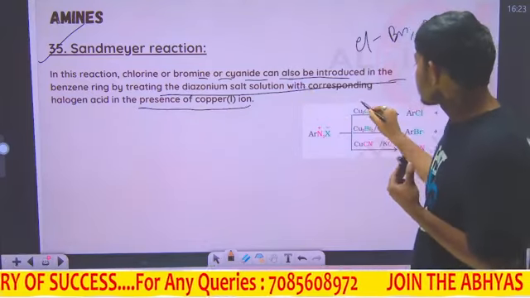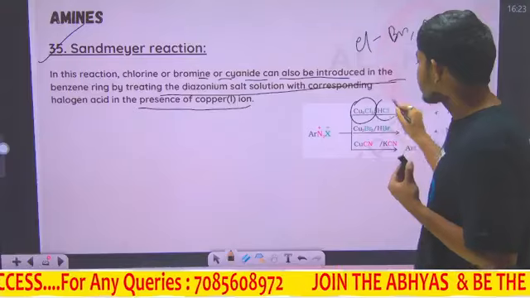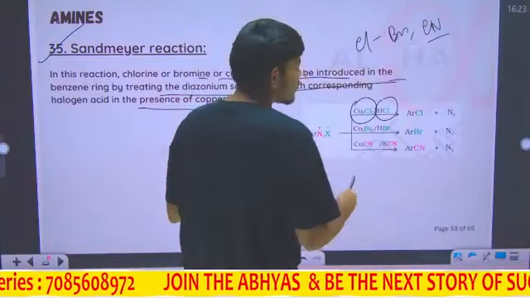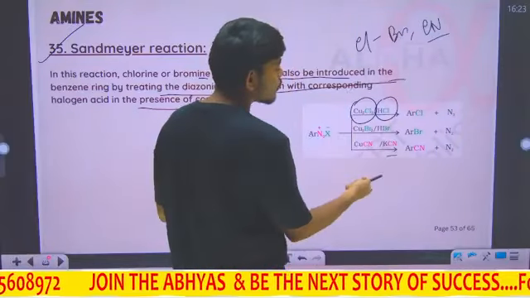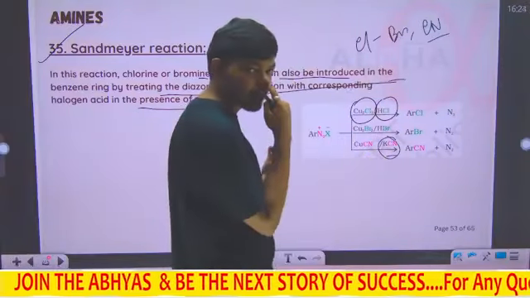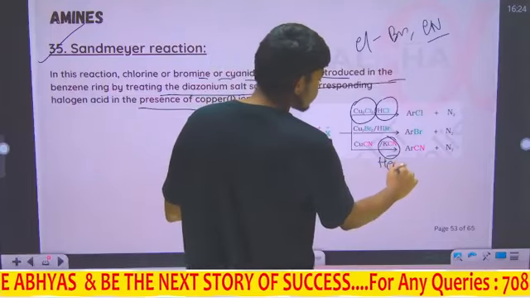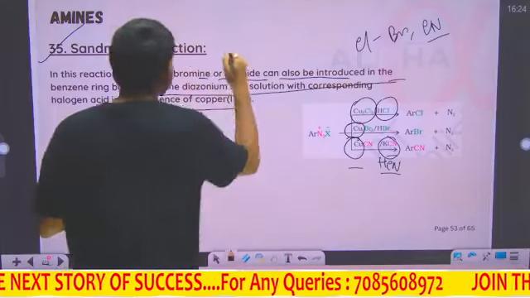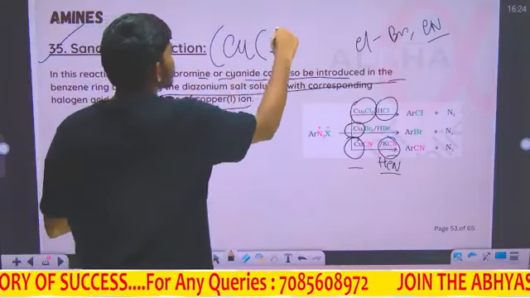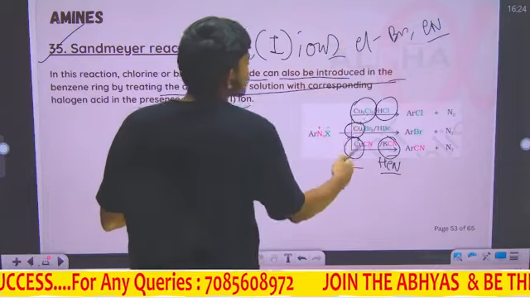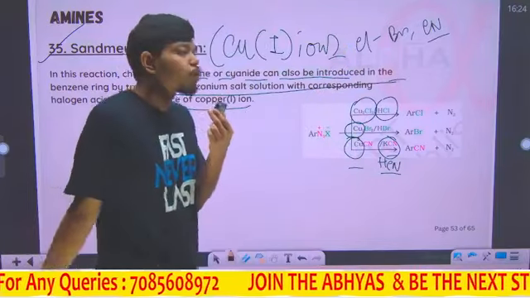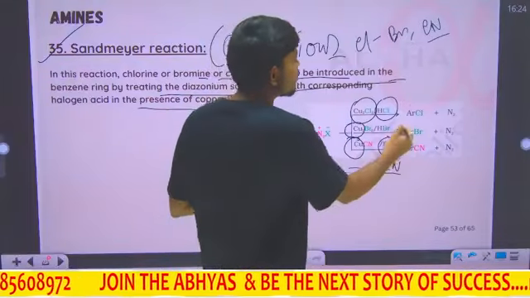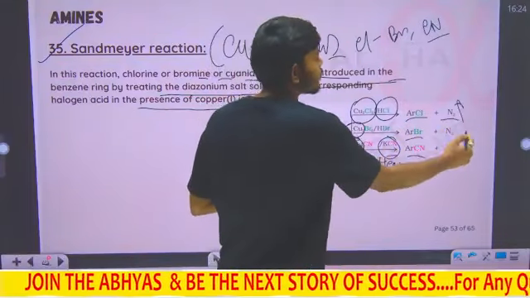You just need copper and your halogen acid. If you want to add chlorine, then HCl; then HBr, hydrogen bromide; then HCN. Sorry, here it is written KCN, potassium cyanide, you can also react with HCN. And copper is mandatory in the Sandmeyer reaction, copper 1 ion. So you can see Cu2Cl2 gives copper 1, Cu2Br2 gives copper 1, CuCN gives copper 1. It's very understandable. So this is your product, and nitrogen gas is released.